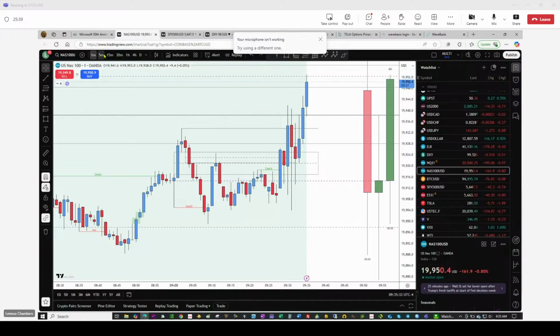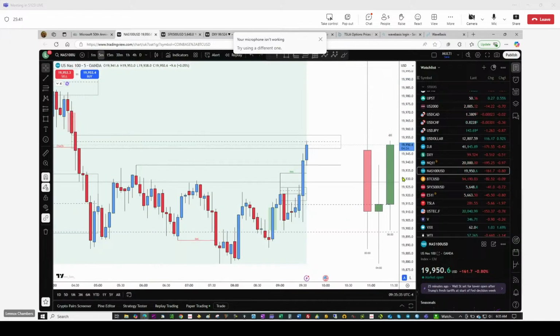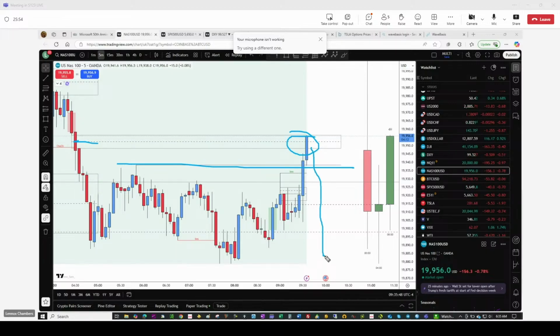So if I go back up to the 5-minute, what it looks like. So there is the big sweep of everyone, and we come back up into the gap. So we could be now done to move to the upside. We could start coming back down. See, we've been going up a lot further on the NAS, which is what I was wondering if that was going to happen.